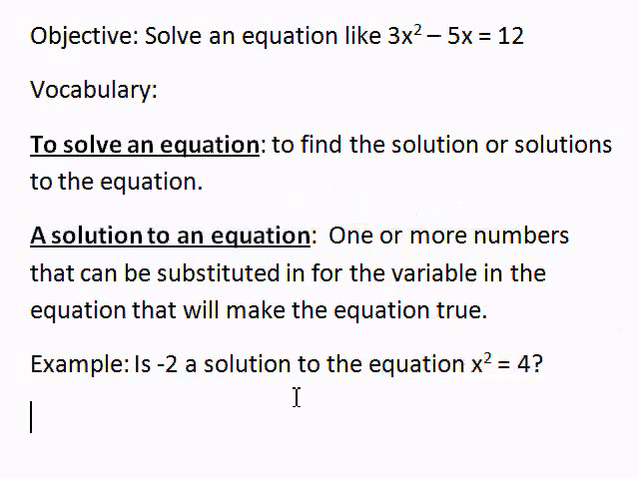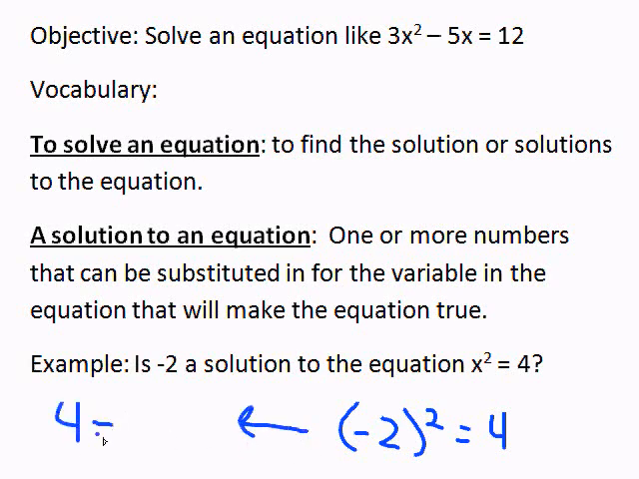An example: is -2 a solution to the equation x squared equal to 4? To find out, we would just substitute -2 in for x, giving us -2 squared equal to 4. -2 squared is 4. So when we work that out, we get 4 equal to 4, which does indeed check out. So yes, -2 is a solution to our equation because it makes the left-hand side equal to the right-hand side.